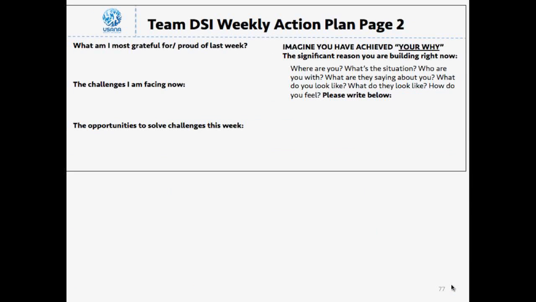Now, page 2 of the weekly action plan is a little bit more reflective. So you're going to answer the question, what am I most grateful for and proud of last week in my business? What are the challenges I'm facing now? And what are the opportunities to solve the challenges this week? Write those down.